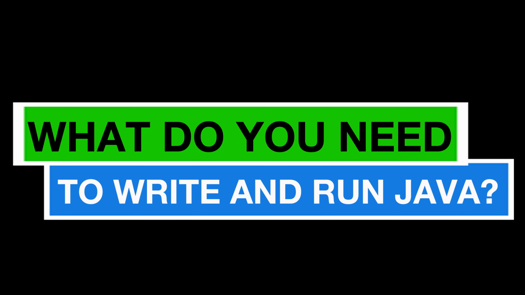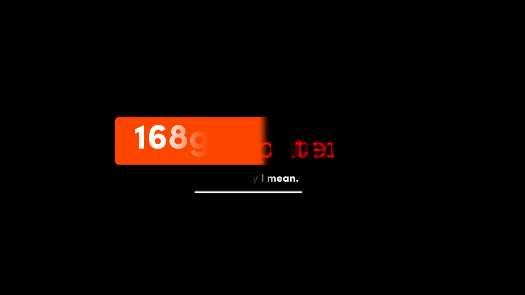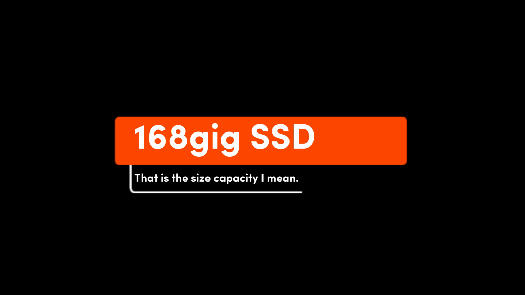What do you need to write and run Java? First, you need a computer. Let me say, in my opinion, a basic computer specification you will need for this is a computer that is at least a Core i5, a computer with an 8 gig memory that is RAM, and a computer with at least a 162 gigabyte SSD storage capacity.